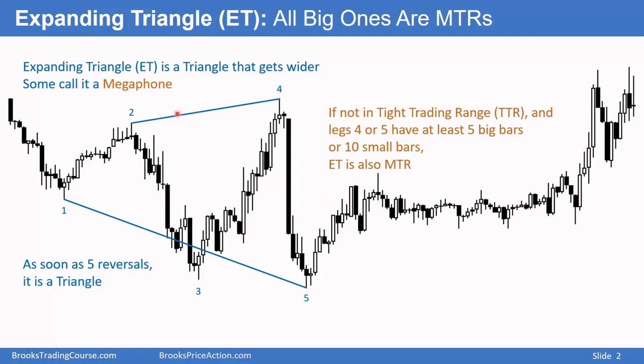Again, if it's a trading range that's not tight, has at least 3 legs in one direction, 1, 2, 3, and the pattern is not small, if it has 10 or more bars, 15, 20 bars, the expanding triangle is also a major trend reversal. Lower low, major trend reversal. Bear trend, strong bull breakout, and then lower low, major trend reversal.